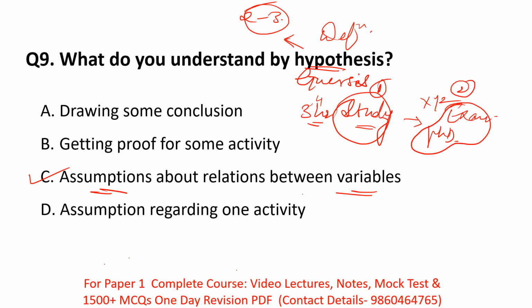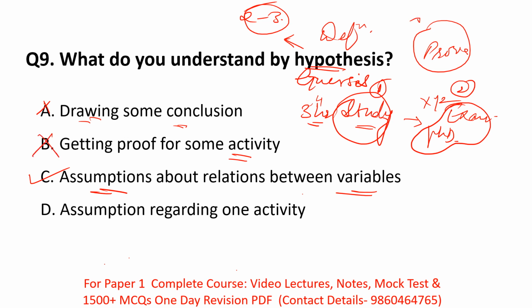Option A here is drawing some conclusion. No, you are not concluding something. Here you are just assuming, you are just guessing. So option A is incorrect. Option B, getting proof for some activity. No, you are not getting proof here. You are not proving any theory here. You are just guessing. So option B is incorrect.